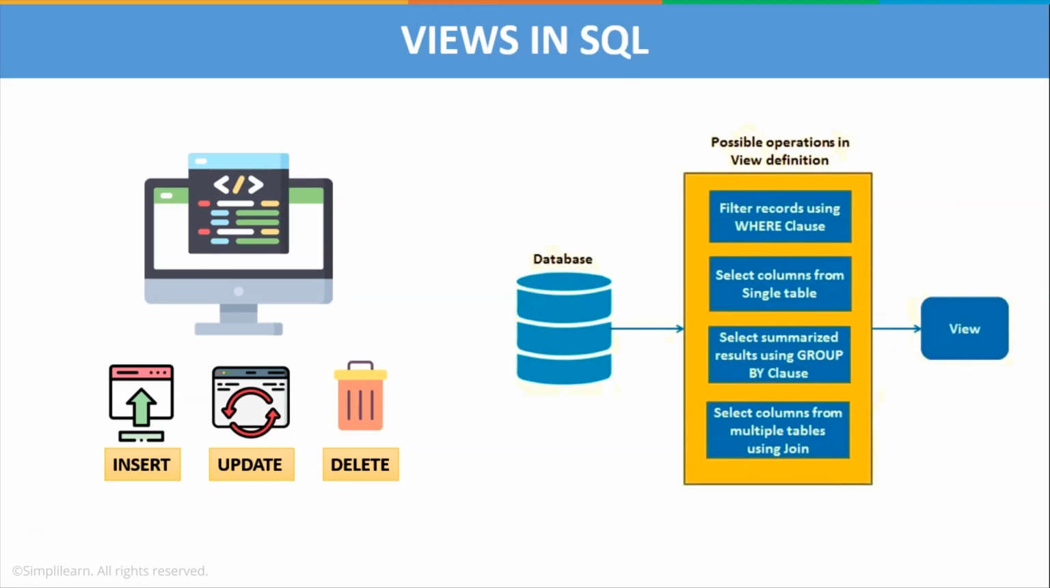Now, we know that there are a lot of chunks of data in our database, and if we want only a part of it, we can filter the data using the WHERE clause. Similarly, we can select columns from a single table as per our need. And in the same way, we can use the GROUP BY clause to select only a particular or a summarized result of a resultant set. And finally, we can also select columns from multiple tables using the JOIN condition as well.